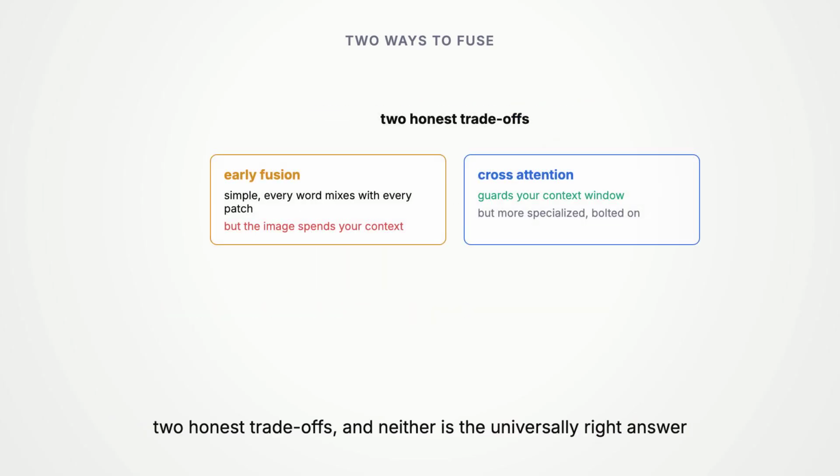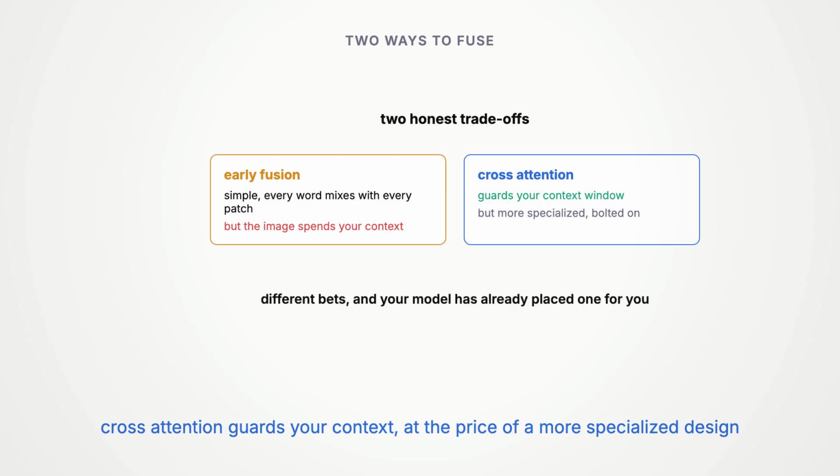Two honest trade-offs. Early fusion is simpler and lets every word mingle freely with every patch, but the image spends your context. Cross-attention guards your context at the price of a more specialized, less flexible design that has to be bolted on rather than coming for free. Neither is the universally right answer. They are different bets, and the model you happen to be using has already placed one for you.